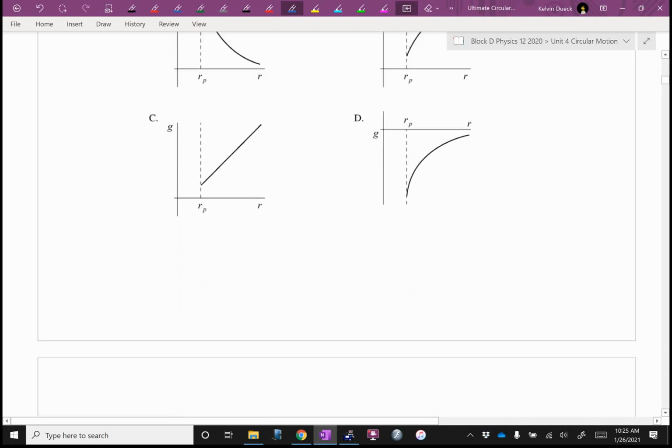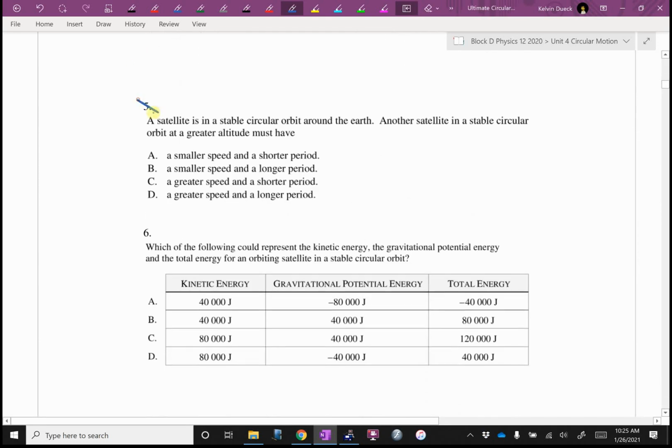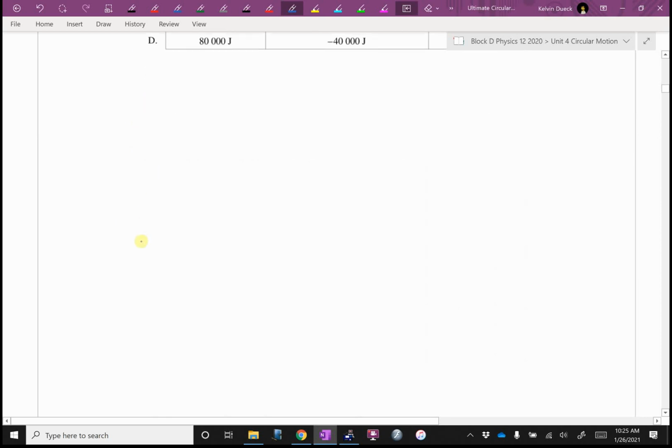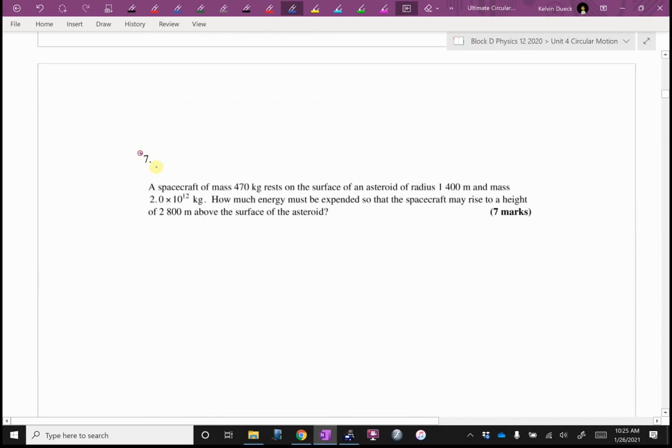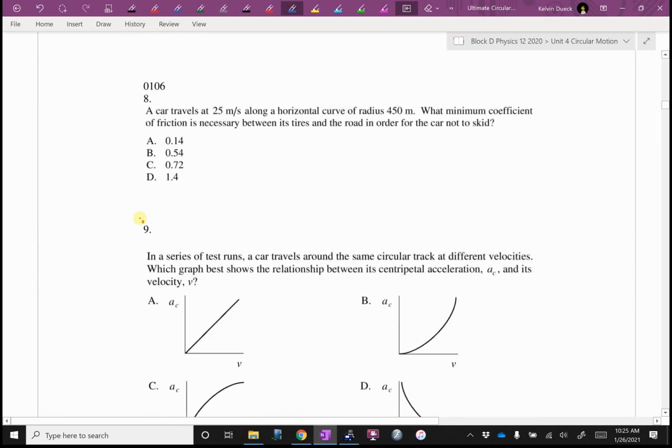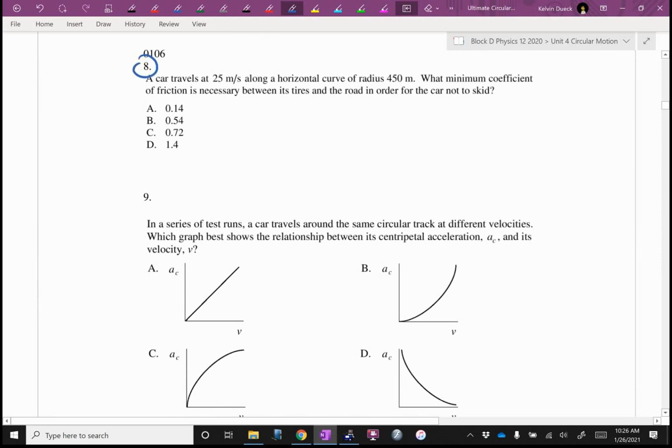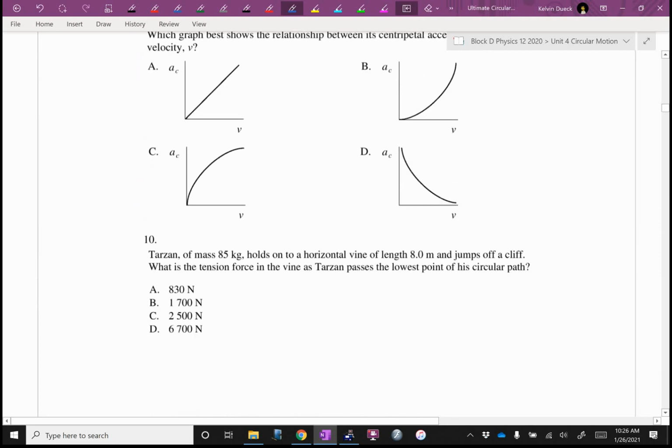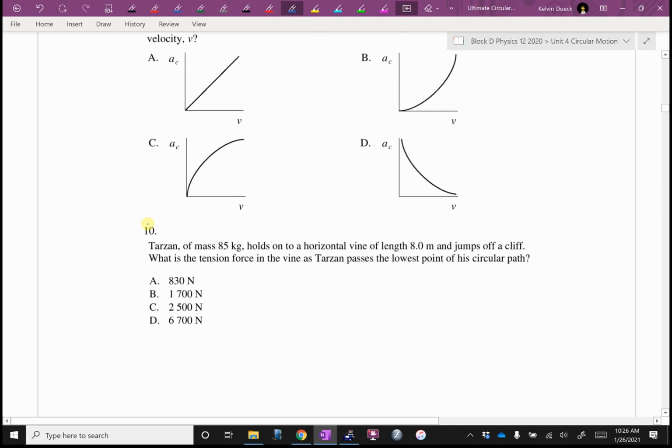Skip 4. Skip 5. Skip 6. Skip 7. 8 is good. Skip 9. 10 is very tricky. That's harder than I'll ask you on the test. You can look at my answer key showing all my steps.